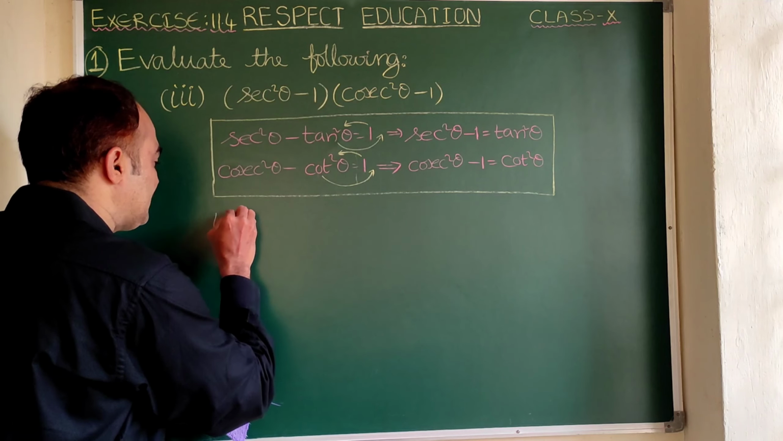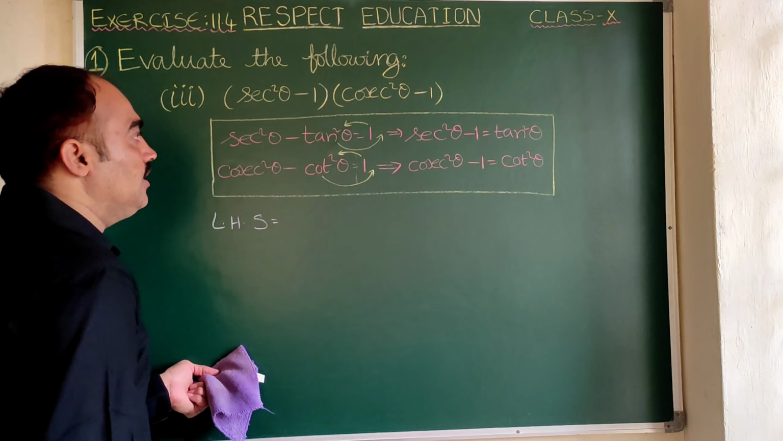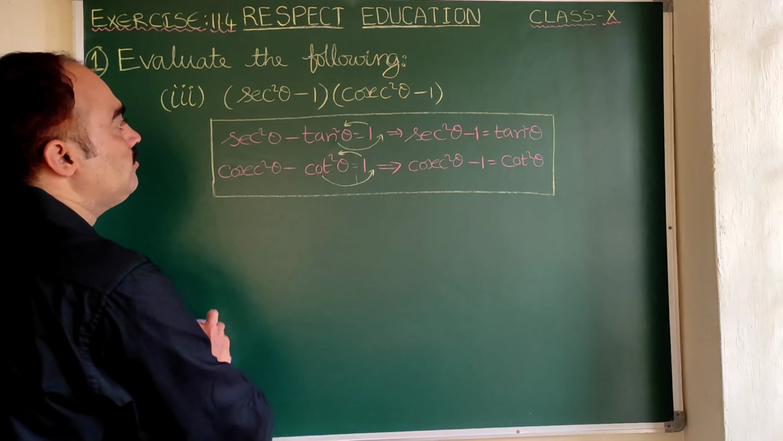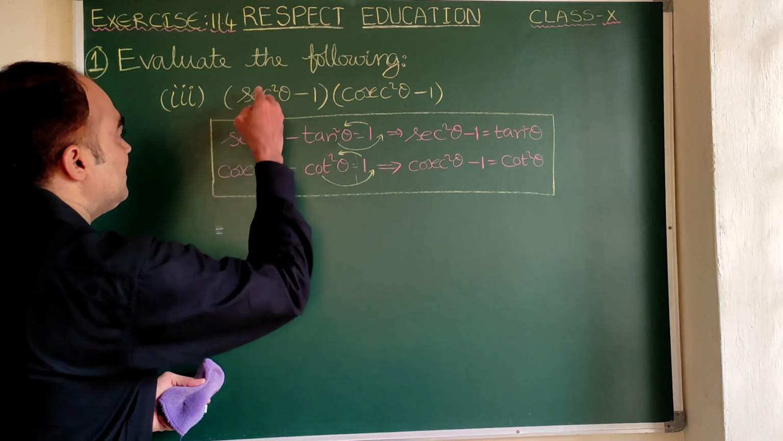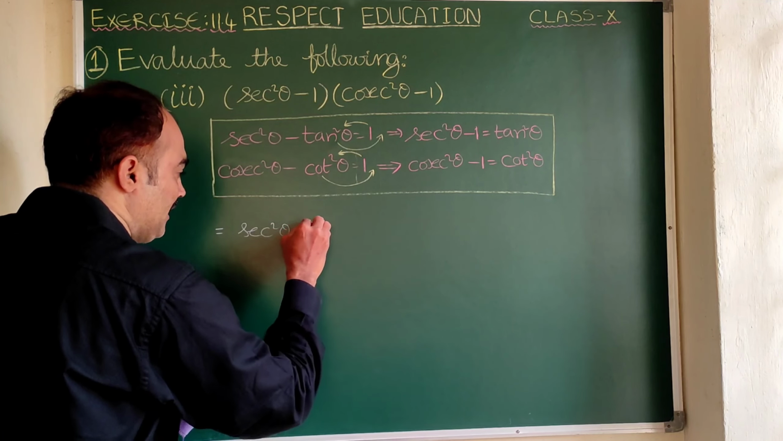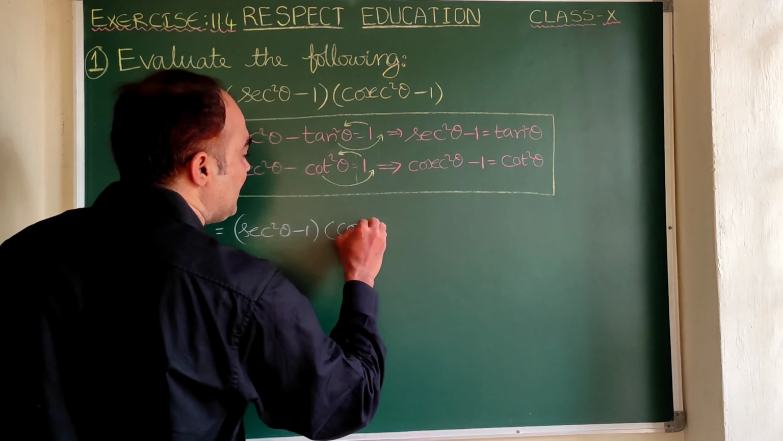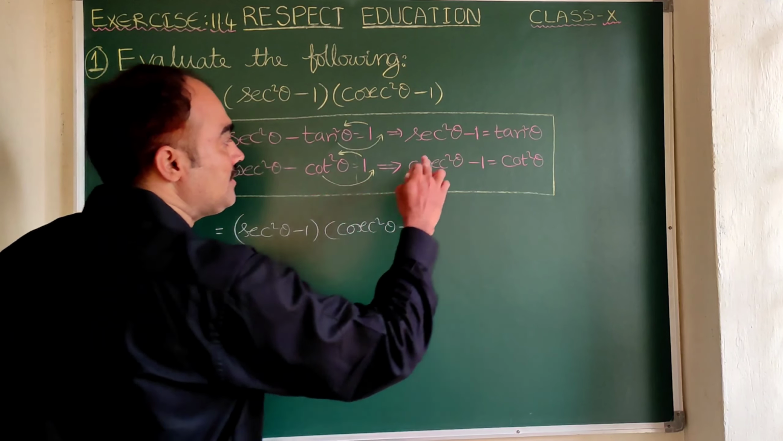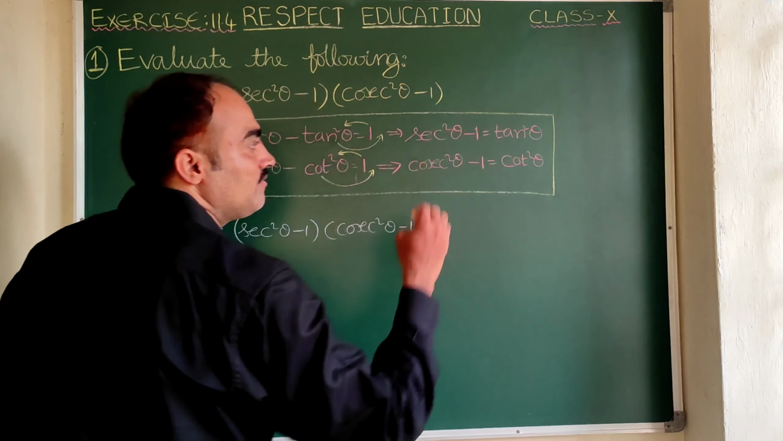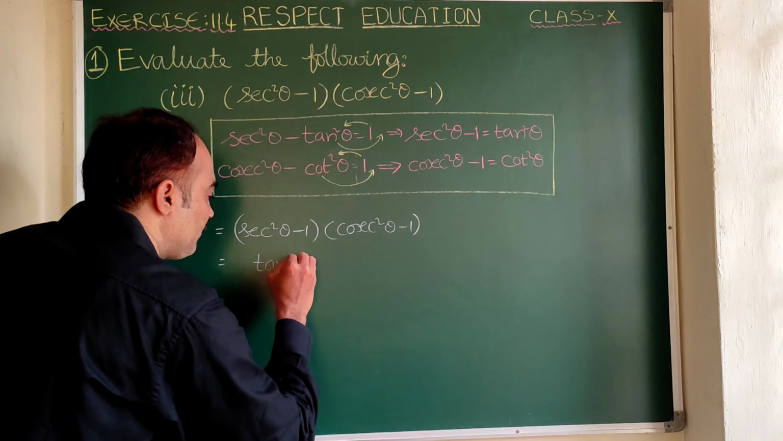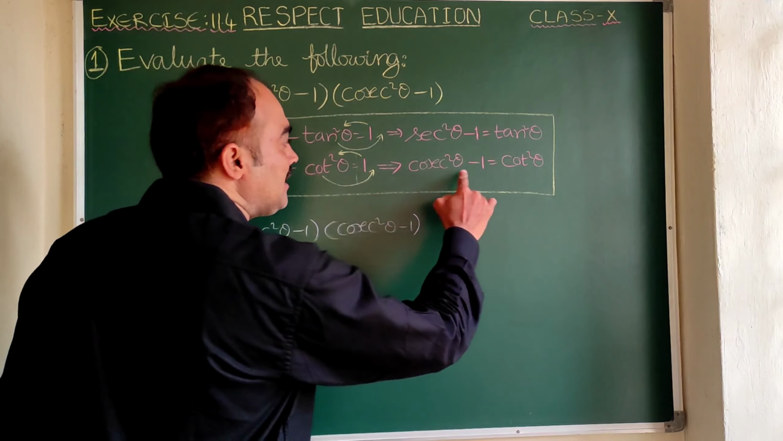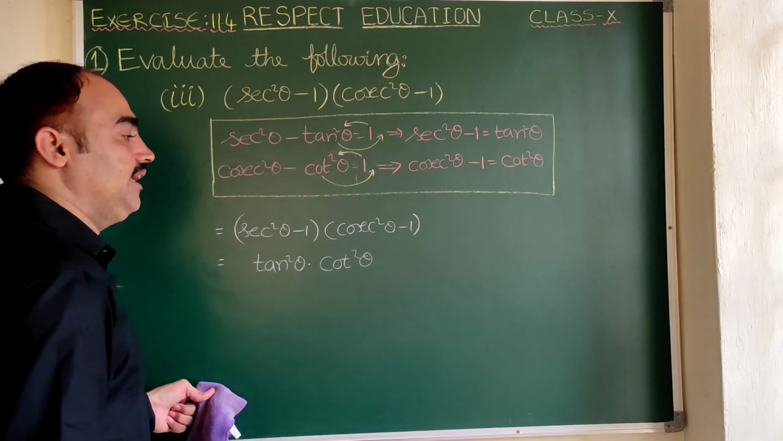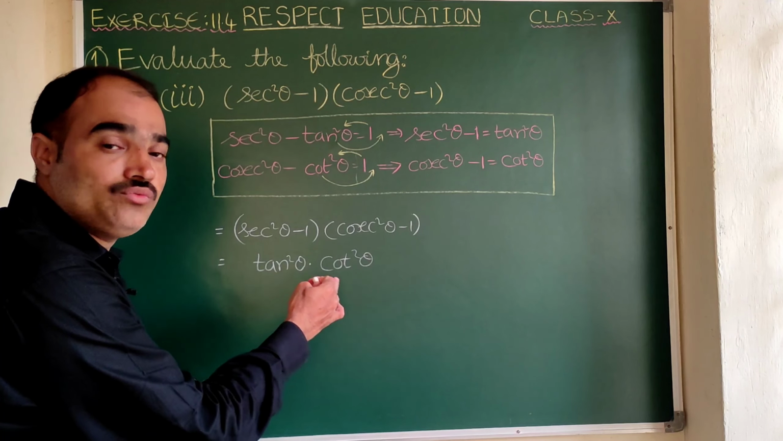So let us take LHS. LHS means you can copy the given question. Sorry, here no LHS because here it is not to be proved. So directly we can take this step now. That is secant square theta minus 1 into cosecant square theta minus 1. From these formulas, what is secant square theta minus 1? That is tan square theta into, what is cosecant square theta minus 1? Cot square theta. Here you just think, can we leave the problem here or we can do furthermore?